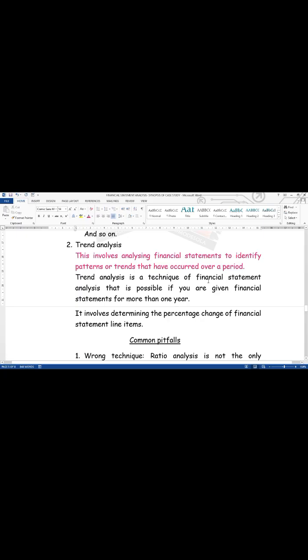Trend analysis is a technique of financial statement analysis that is possible if you are given a financial statement for more than 1 year. It involves determining the percentage change of financial statement line items. So basically, when you hear the word trend, what is the trend these days? What are the current events occurring these days? What's the current pattern of things these days? So when you say you're doing a trend analysis, that means what has happened over time.